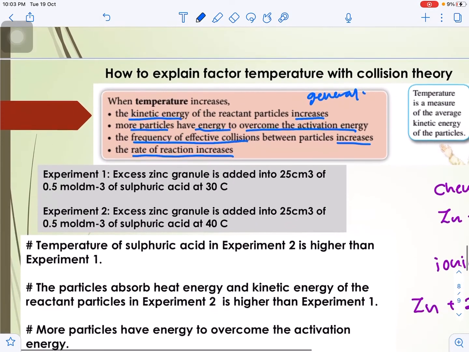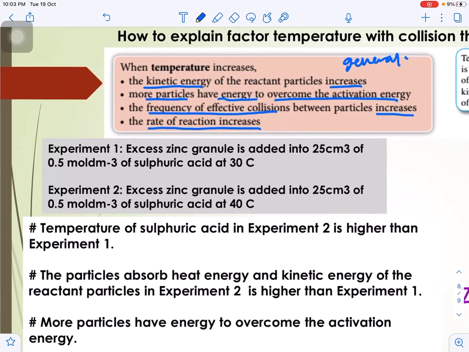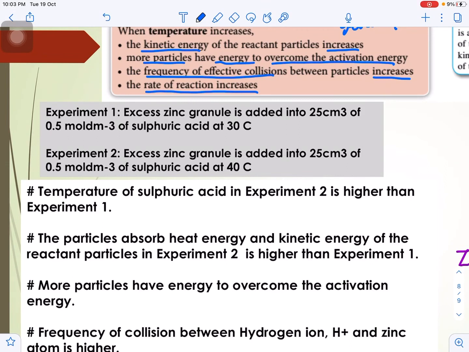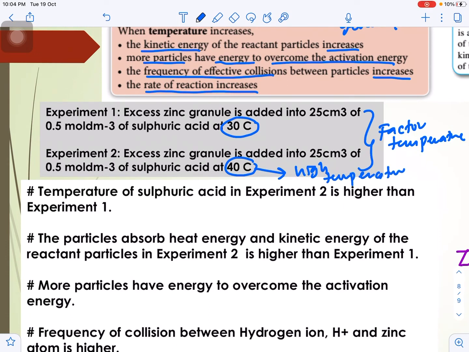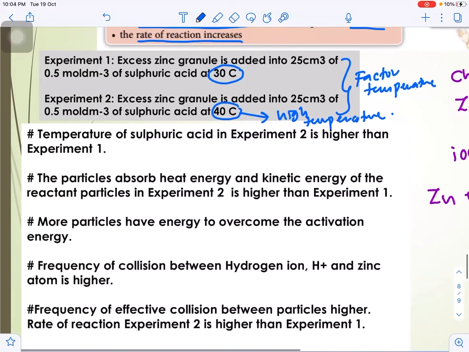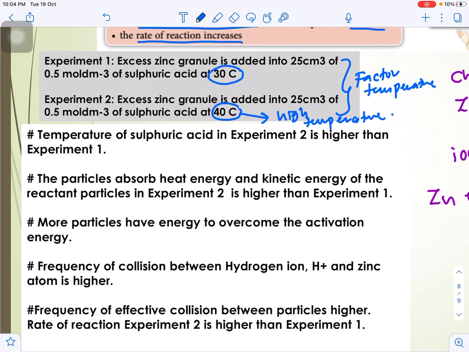When we have the question, how are we going to apply this explanation? Look at the sample given here. Experiment 1, we have excess zinc granule added to 25 cm cube 0.5 mole per dm cube of sulfuric acid at 30 degrees Celsius. Experiment 2, we have excess zinc granule added to 25 cm cube 0.5 mole per dm cube sulfuric acid at 40 degrees Celsius. Okay, so from here kita dah tahu, kita dah nampak dah ini adalah faktor temperature. And we know this one, experiment 2 has higher temperature. Okay, this is our conclusion. So how are we going to explain to relate factor temperature with the rate of reaction? Okay, so kita ada 5 point yang kita perlu highlightkan.